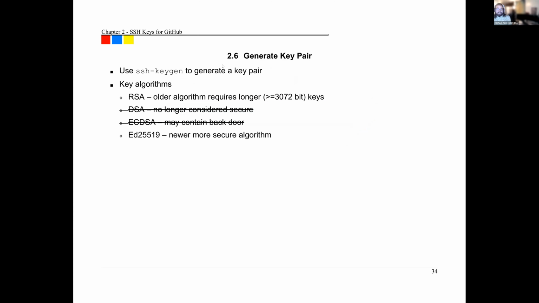We use a tool called ssh-keygen, which has been around forever, and it's part of the OpenSSL toolkit to generate our SSH key pairs. Notice that there is a ton of choices around algorithms to use. In general, most people are moving towards this Ed25519, a new, more secure algorithm because DSA is no longer considered secure, and ECDSA says it may contain a backdoor. So, you know, by default, it usually defaults to RSA.